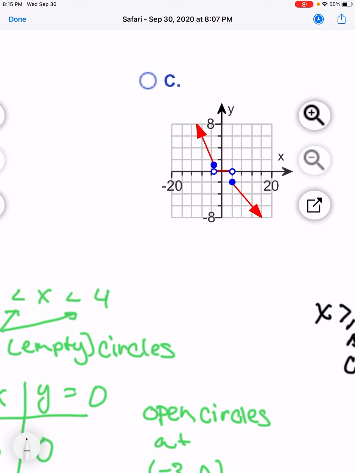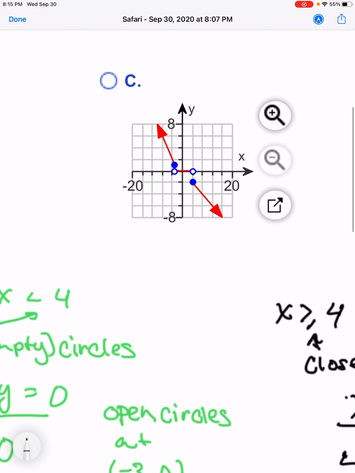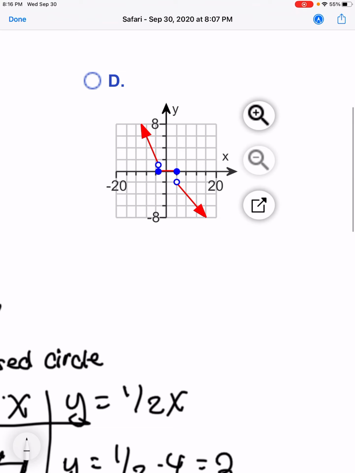For C, remember our point is -3, -1. So that was right here. We don't have a point at all on the graph. So we're going to exclude C as a possibility. And when we go to D, again, we don't have a point at all at -3, -1. So that is not a valid solution.